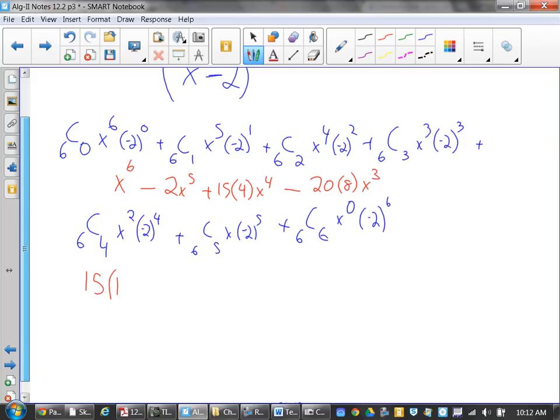Minus 6 choose 5, is that 6? Yes, 6 choose 5 is 6. And then 6 choose 6 is 1, times 2 to the 6th power, which is 64. Put it in parentheses. And then it's a matter of putting them together.